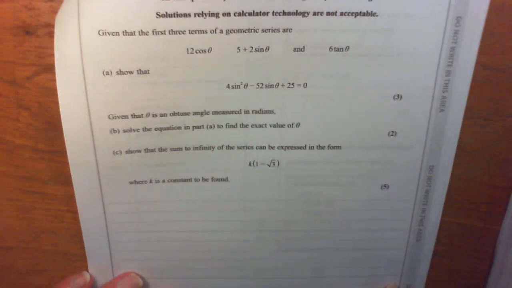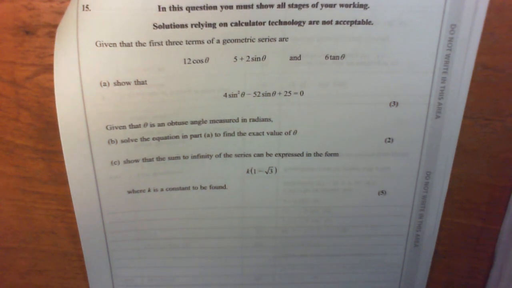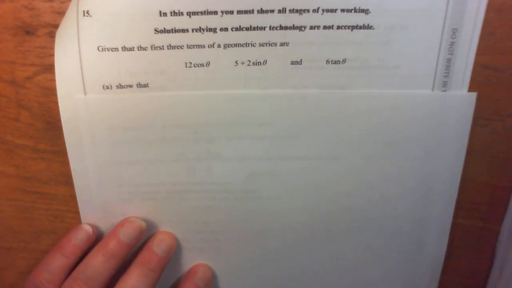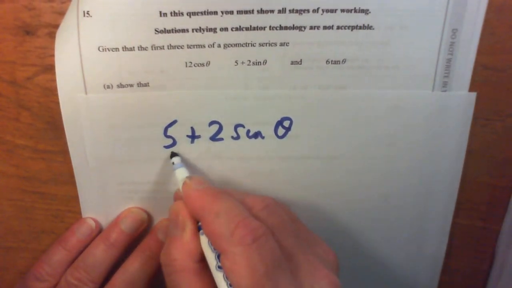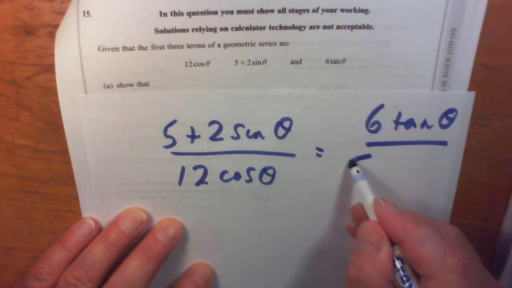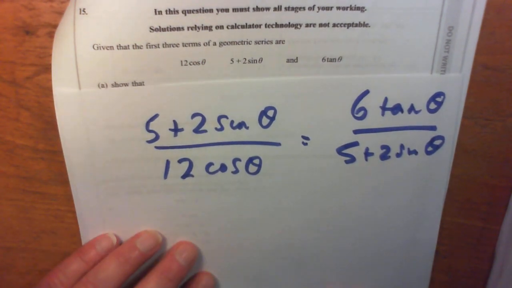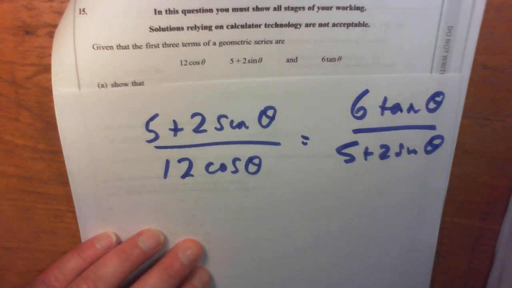The final one I want to talk about is this one. Now you've been told that these sequences are in geometric series, and the standard way of handling this is to realise that when you've got 3 terms in a geometric series, then you can form ratios. The ratio of the second to the first equals the ratio of the third to the second. So here it'll be 5 plus 2 sine theta over 12 cosine theta equals 6 tan theta over 5 plus 2 sine theta. Okay, so that's the rule that needs to be stressed, and once you're happy with that, that'll make things a lot easier for you in questions like this.